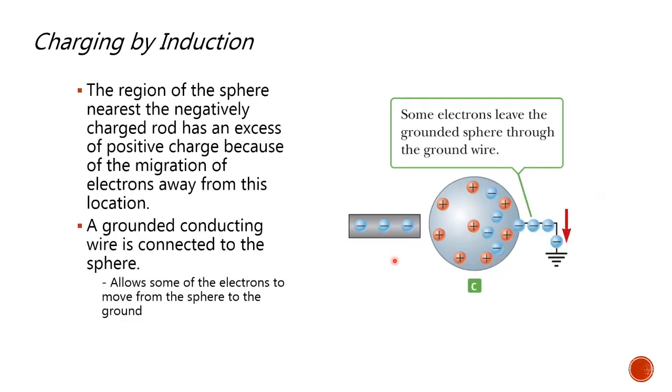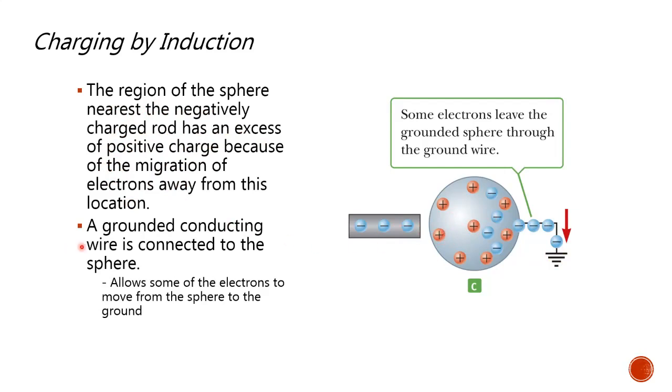So instead of touching the rod to the surface of the sphere, induction is when you have a grounded conducting wire connected to the sphere. The region of the sphere nearest the negatively charged rod has an excess of positive charge because of the migration of electrons away from this location. This is what happens if you put the negatively charged rod close, but not touching the sphere. Take note, it is brought near or close to the sphere.